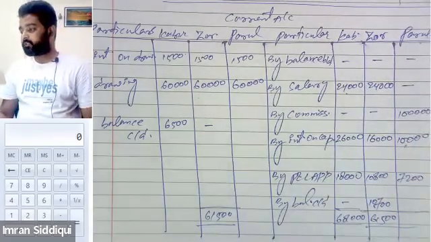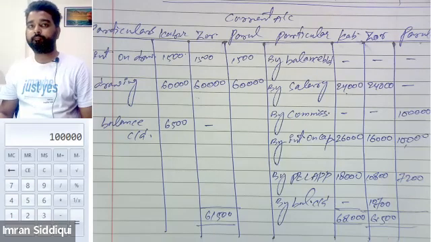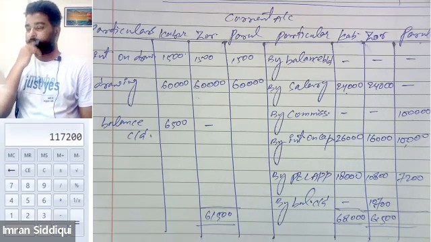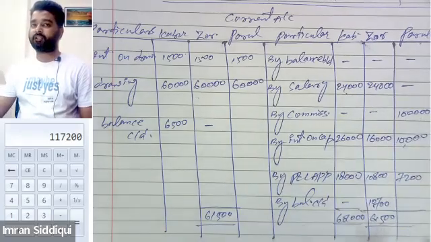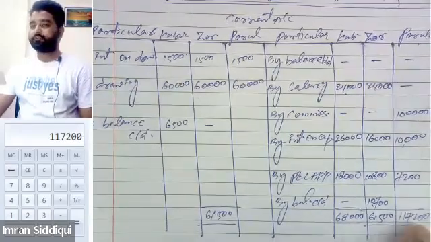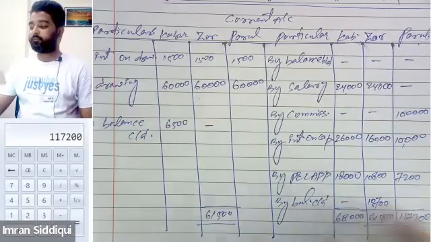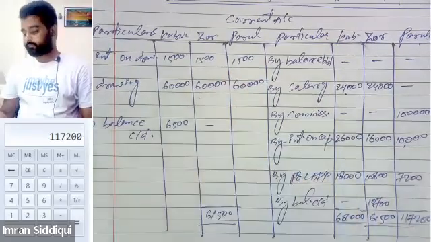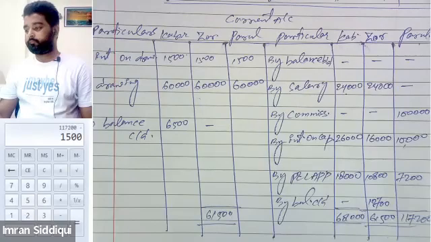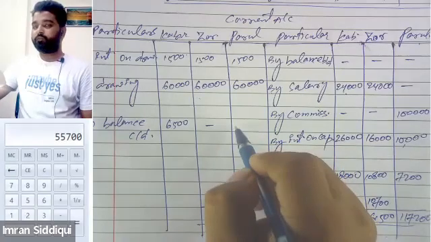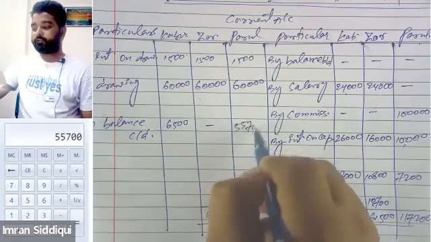After that, let's calculate Parul's balance. So Parul's balance will be 1 lakh for commission, right? 1 lakh plus 10,000 plus 7,200. So Parul has a total credit balance of 1,17,200. Since the credit side this time is greater than the debit side, out of this value we will subtract 1,500 and 60,000. So the closing balance of Parul will be 55,700.